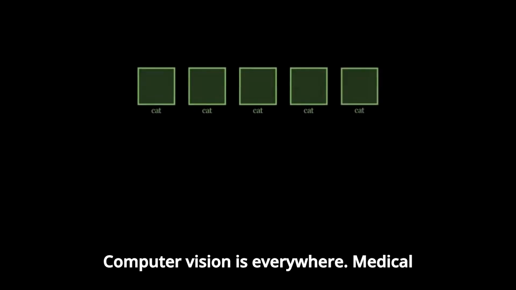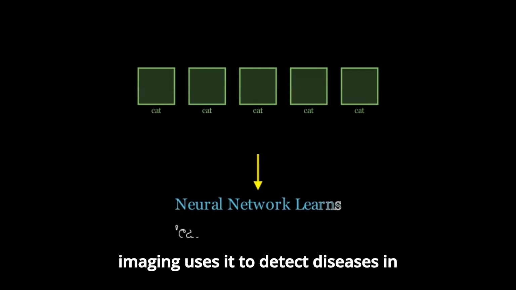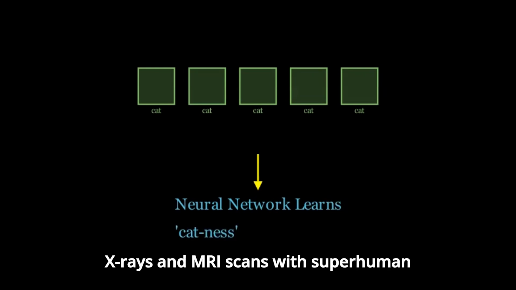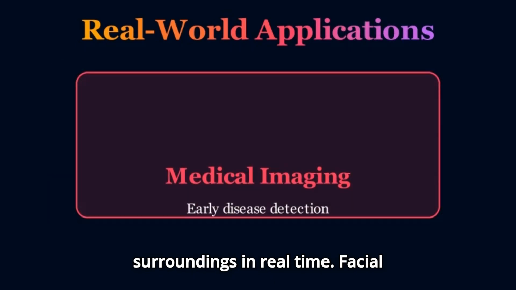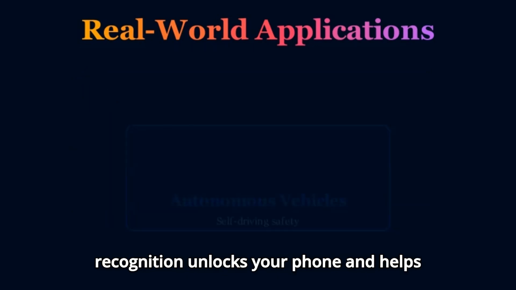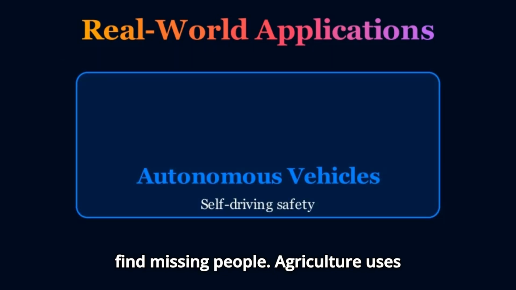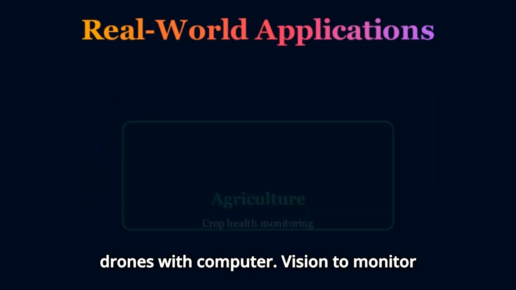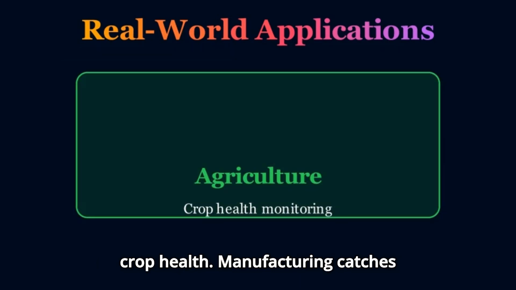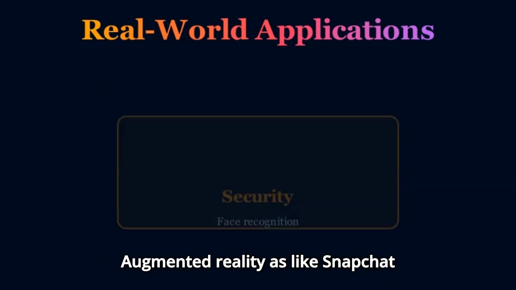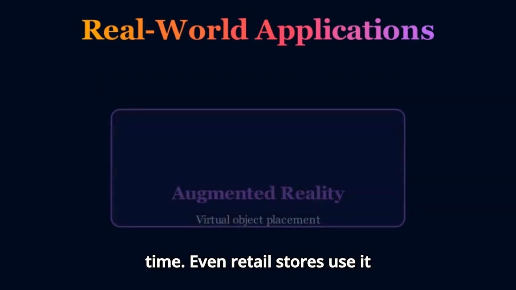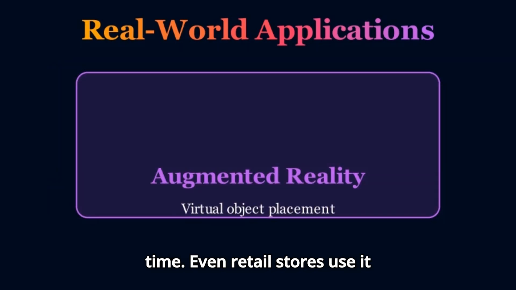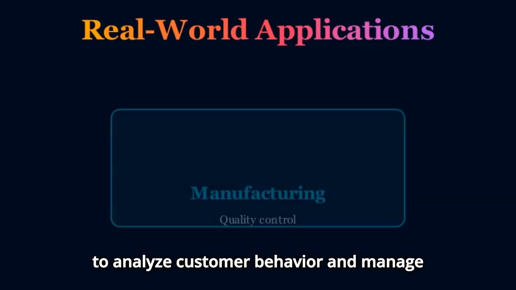Computer vision is everywhere. Medical imaging uses it to detect diseases in X-rays and MRI scans with superhuman accuracy. Self-driving cars combine multiple cameras to understand their surroundings in real time. Facial recognition unlocks your phone and helps find missing people. Agriculture uses drones with computer vision to monitor crop health. Manufacturing catches defects faster than human inspectors. Augmented reality apps like Snapchat filters track your face in real time. Even retail stores use it to analyze customer behavior and manage inventory automatically.